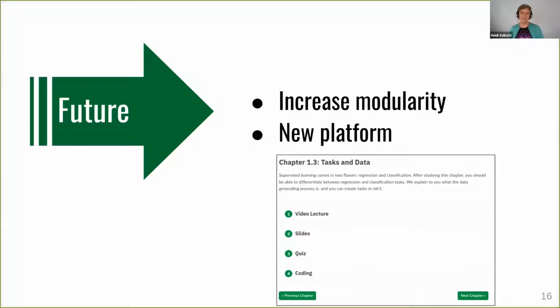What are our plans for this course or also other courses for the future? Even increase modularity even more. So for example, one of the plans that we have for this Intro to ML course is that it could also be taught with Python instead of R. And for this, it's important that the lecture videos, which they already are, don't reference the coding.